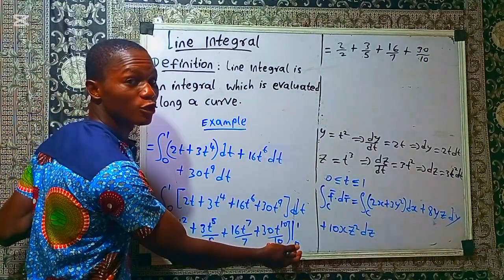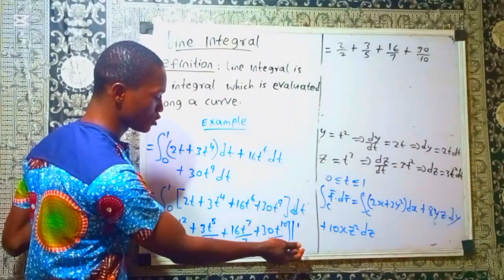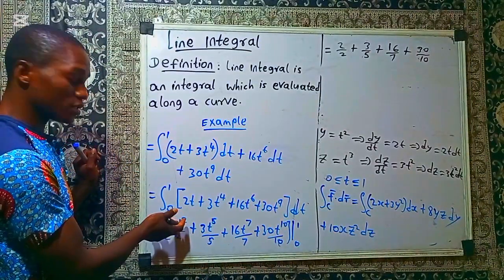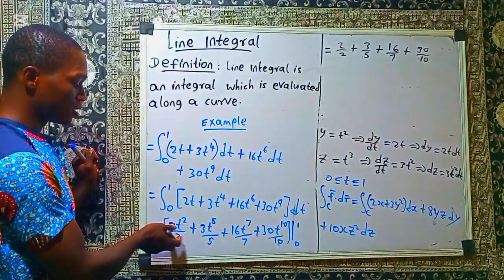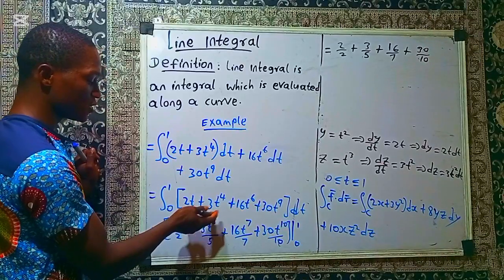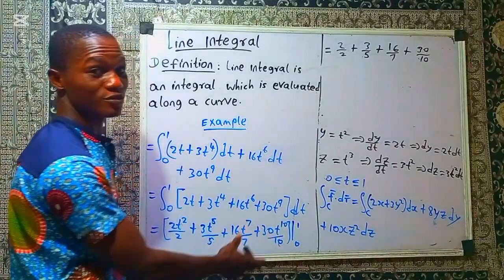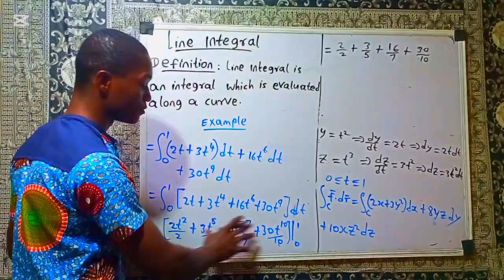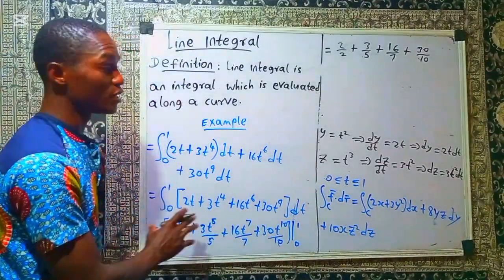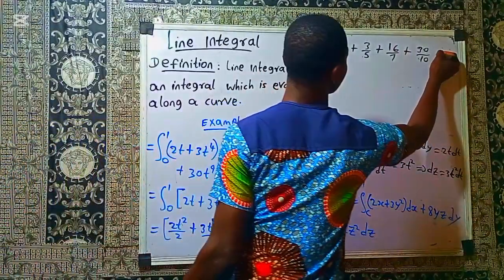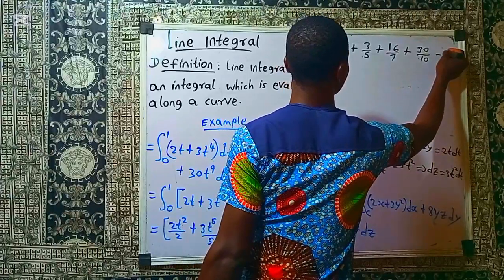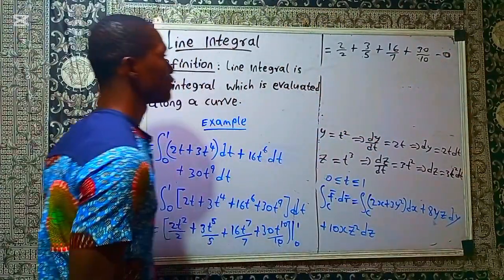But the lower range is 0. If you put t for 0 here, this will go 0. Put t for 0 here, this will go 0. So the lower range will be 0. So minus the lower range, 0, right?